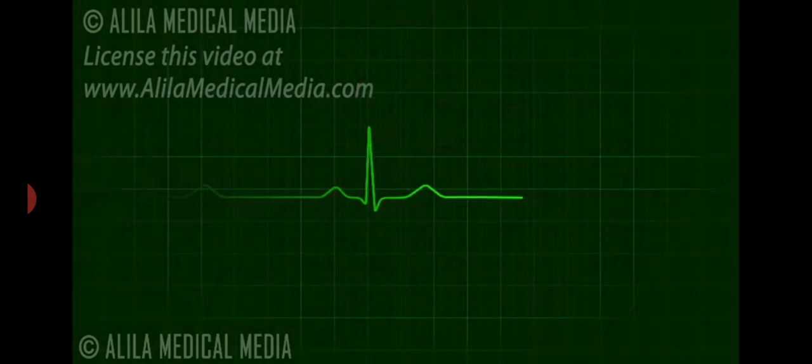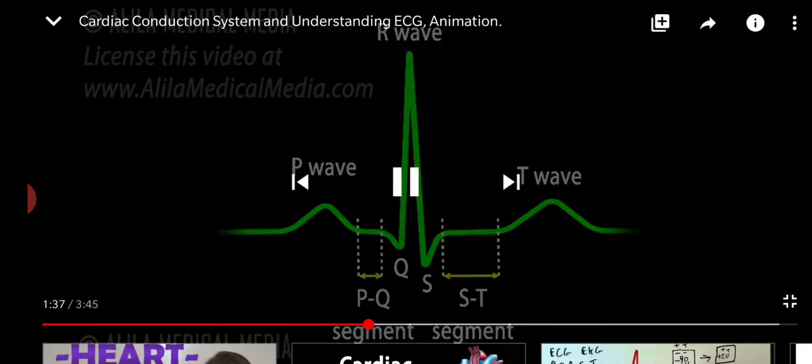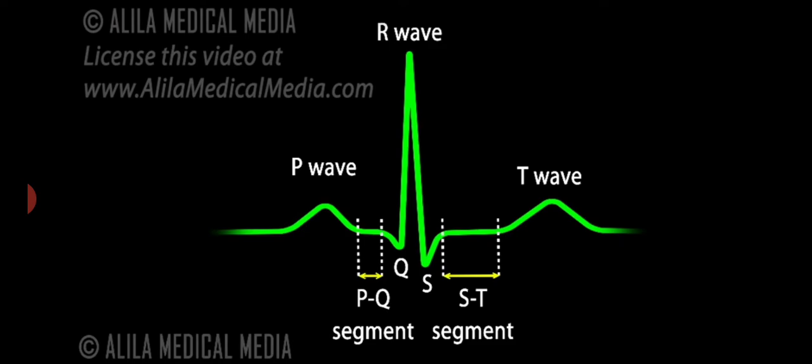Electrical activities of the heart can be recorded in the form of an electrocardiogram, ECG. Okay, so this is an ECG. You will do this examination. So the ECG, electrocardiogram, is a way to measure this flow of electricity through the heart.